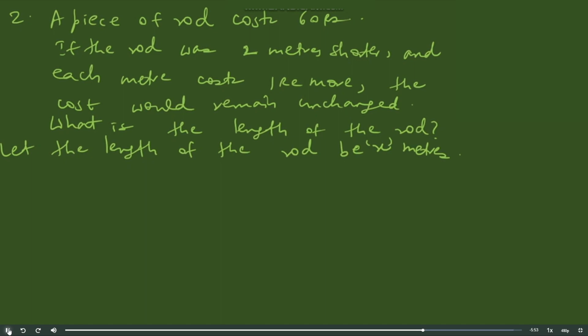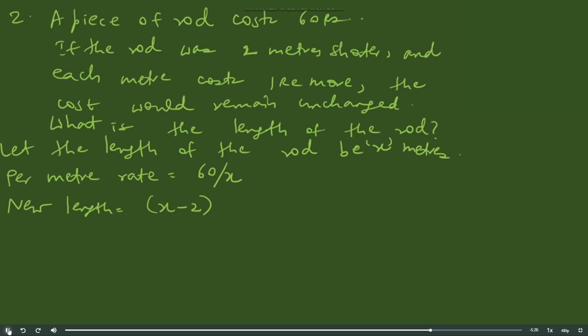Okay, the total cost is 60. So the per meter rate is equal to 60 by x, the total cost by the length of the rod. So the per meter rate originally calculated was 60 by x. The original length of the rod is x and the new length is x minus 2.